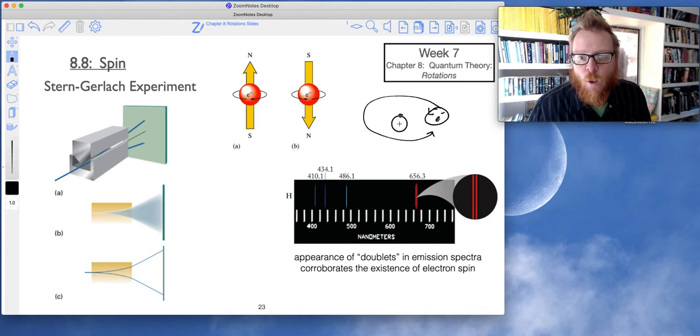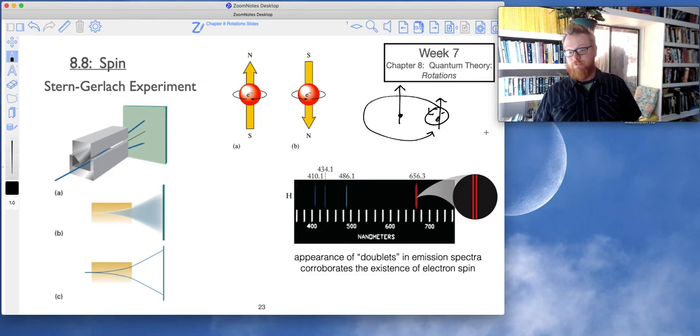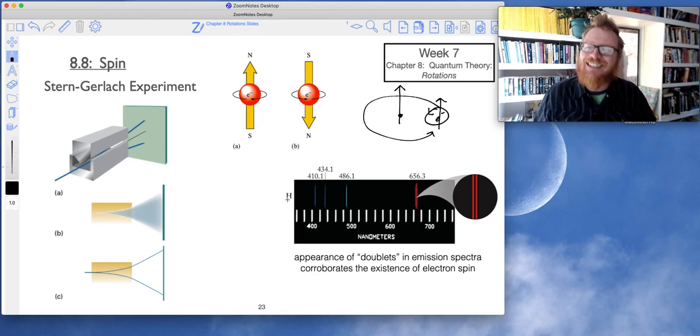There's the orbital angular momentum, right? But then there's the electron spin angular momentum, okay? This is going to become really important in spectroscopy. And as a result, what's really cool about this, if you look at the hydrogen atomic emission spectrum, you have to have a very, very precise spectrometer to do this.